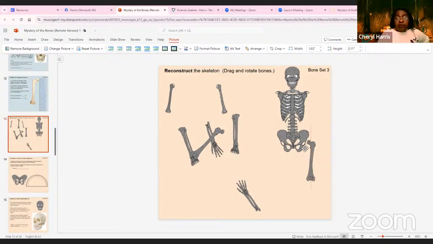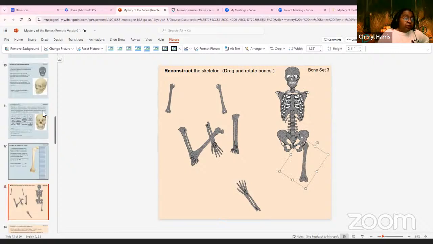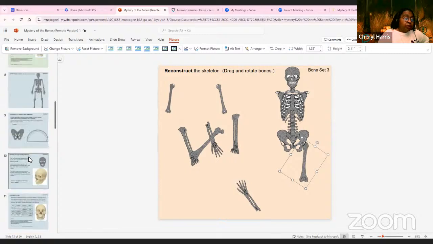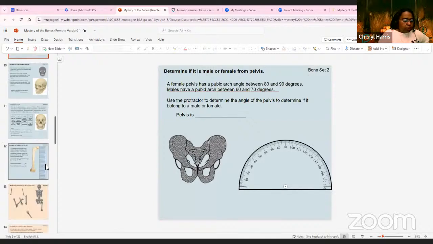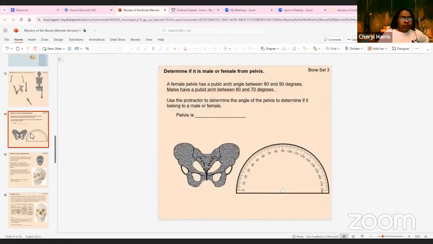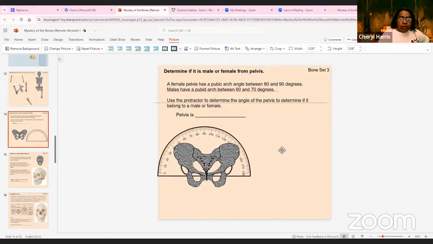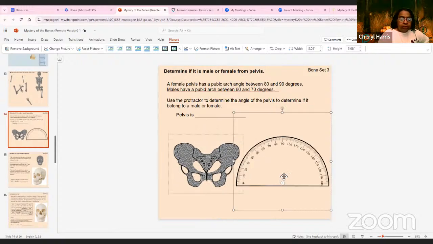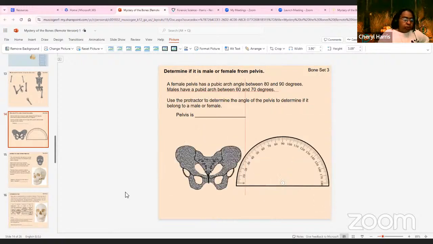And then you just have to go through the other questions. Same thing with the other ones. Let me back up a little bit. Once you've done that, well, I can just go through and do this one. Once you've finished putting the skeleton together, then you can answer the question. So you can type on the thing. You can move the protractor. You can move the pelvis so that you can actually measure. So this one is so much easier to work with.